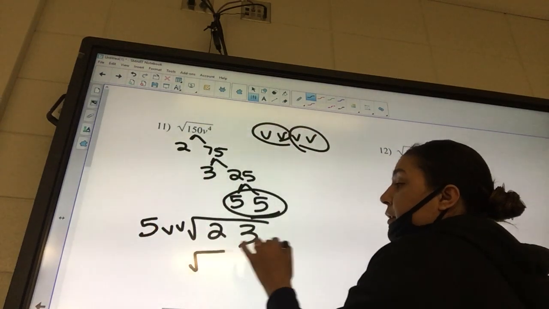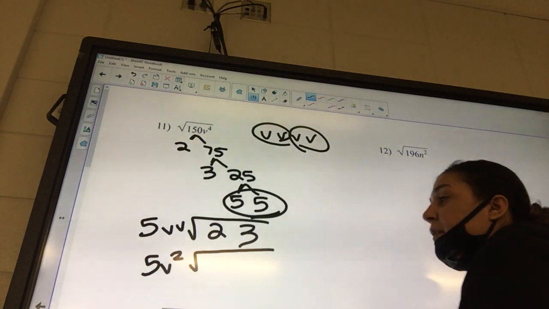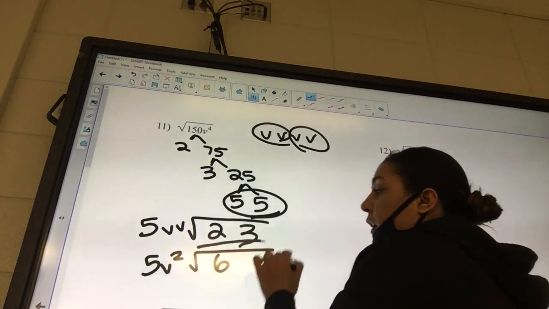So what are we going to get for the outside? 5V squared. And the inside? 6. Okay.